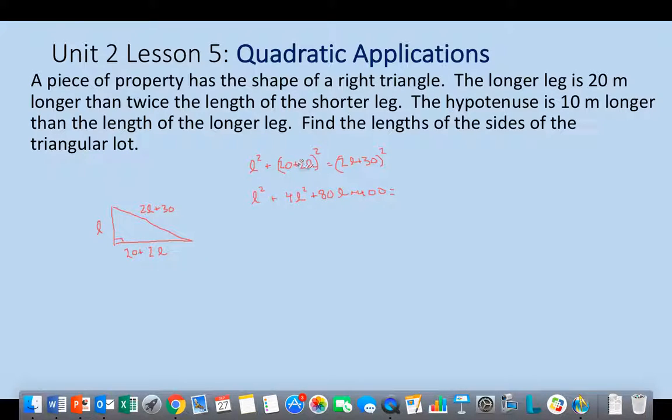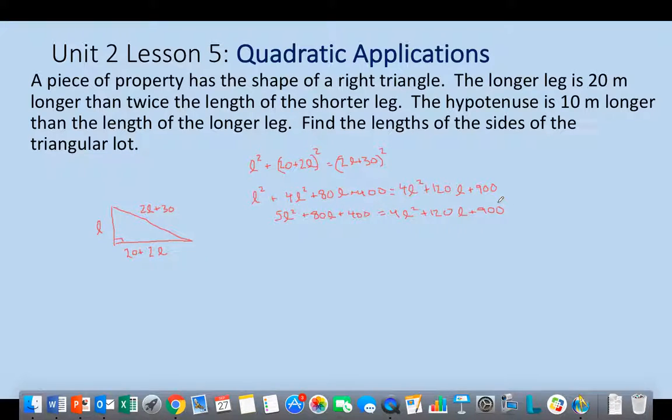So that's on the left. That's what we get when we expand 20 plus 2L. And then over here for this one, if we expand that one out, we're going to get 4L squared plus 120L plus 900. All right, well, we have a pretty nasty long equation here. Let's start boiling this down. L squared plus 4L squared, that would be 5L squared. And so here, plus 80L plus 400 equals 4L squared plus 120L plus 900.